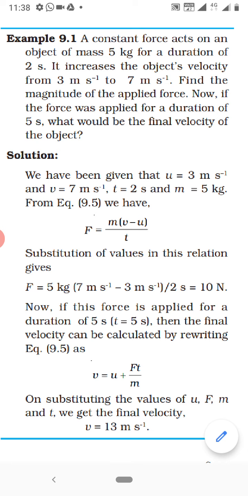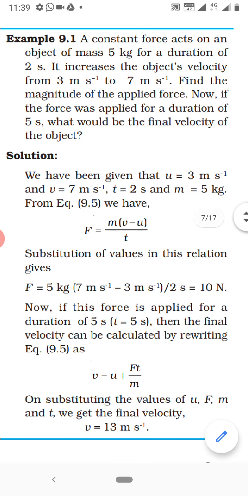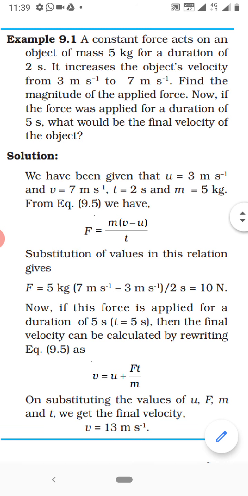Now F is equal to what? F is equal to m into a. M is mass and a is acceleration. We have to apply this formula. Now what is acceleration? Acceleration is change in velocity, v minus u by t. Now in this formula put all the values and you will get the force of 10 Newton.